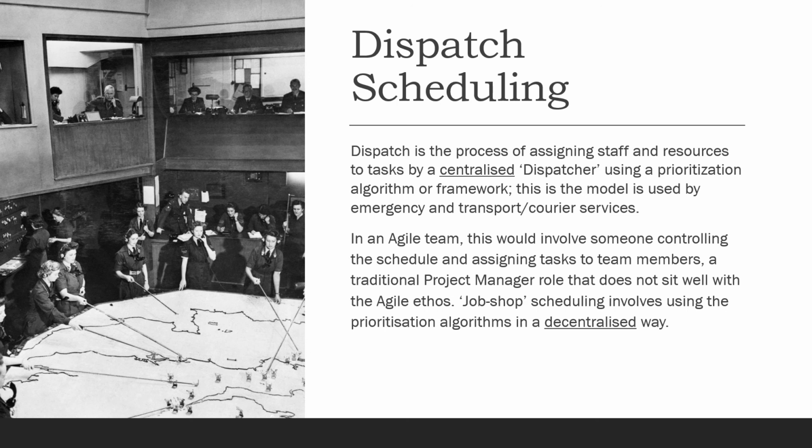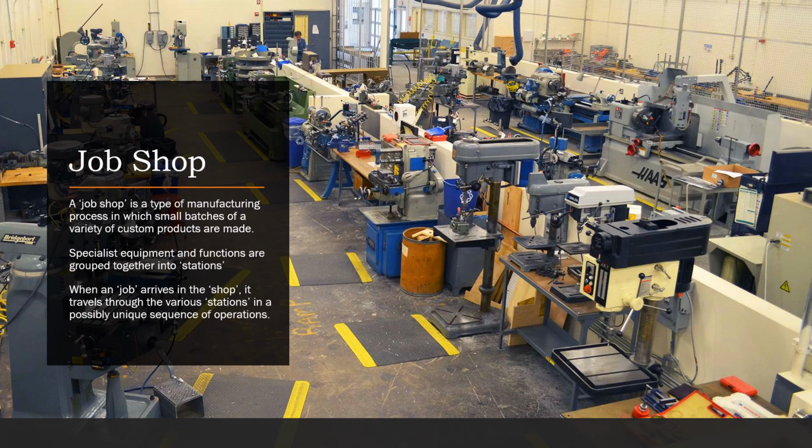Job shop scheduling, which I shall go through in a moment, involves using decentralized algorithms to perform this process. A job shop is a type of manufacturing or engineering operation in which small batches of a variety of custom products are made. Specialist equipment and functions are grouped together into stations. When a job arrives in the shop, it travels through the various stations in a possibly unique sequence of operations.